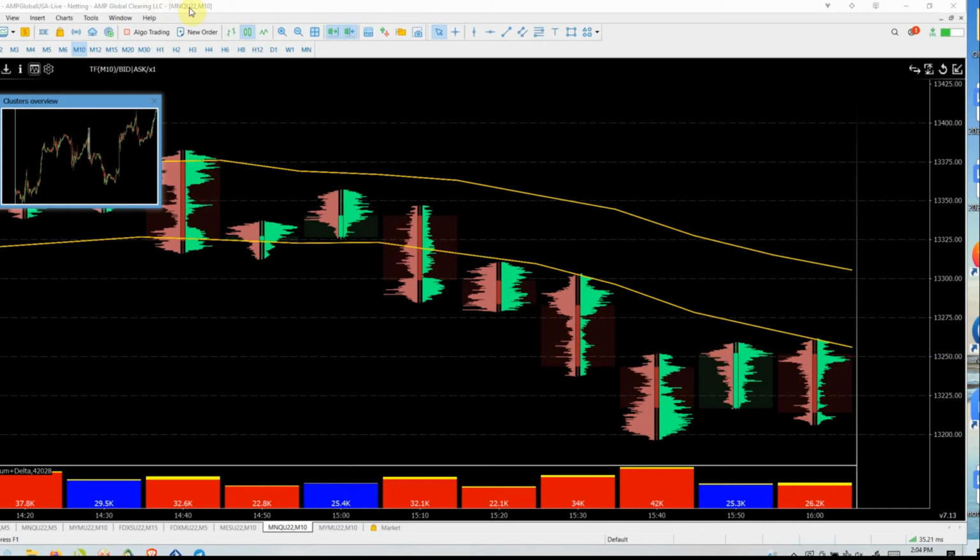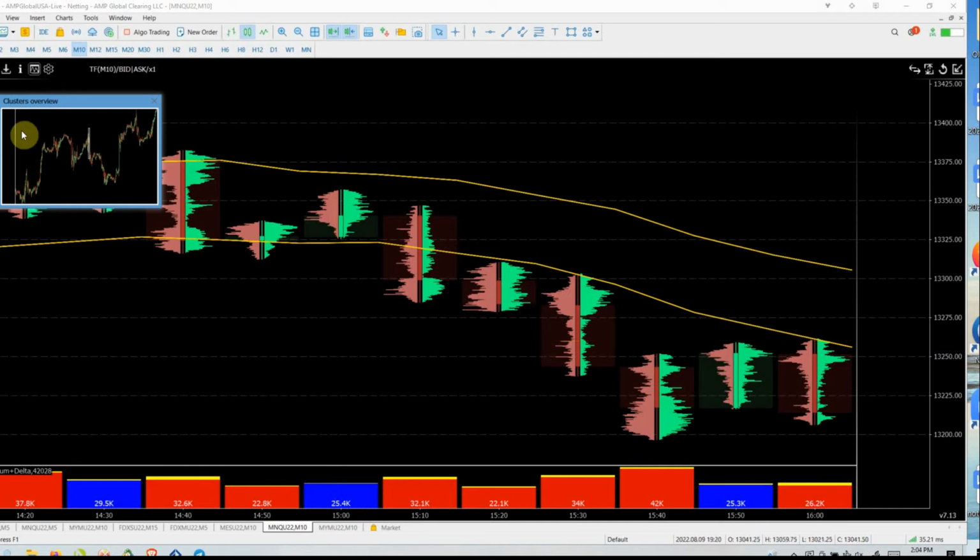So the instrument, this happens to be the MNQ, which is the E-mini NASDAQ futures. This is the September 2022 contract, and you can see we're on a 10-minute chart. Basically, again, this is a footprint chart or cluster chart, whatever you want to call it. I don't have this zoomed in, so you don't see the actual volume numbers in these clusters, but because I have it set as a histogram, I don't really need to. I can just tell visually by the clusters where the volume is.